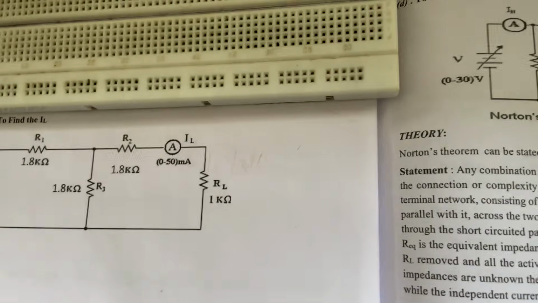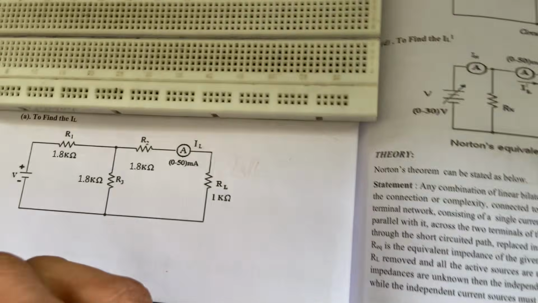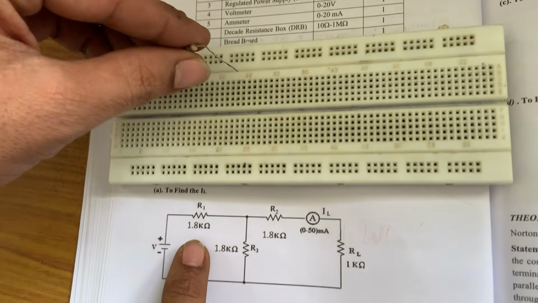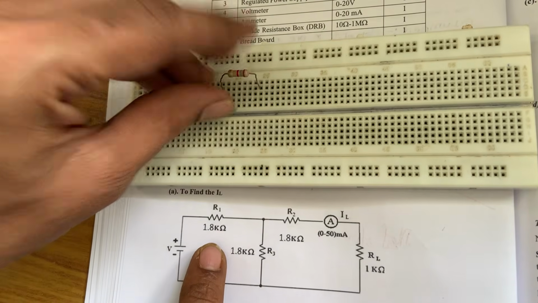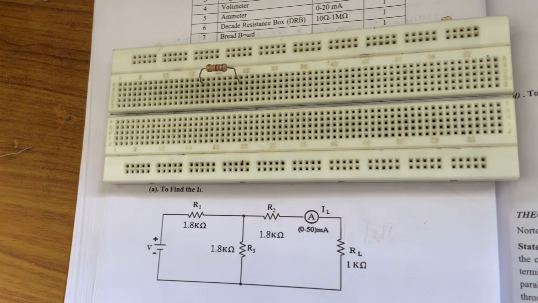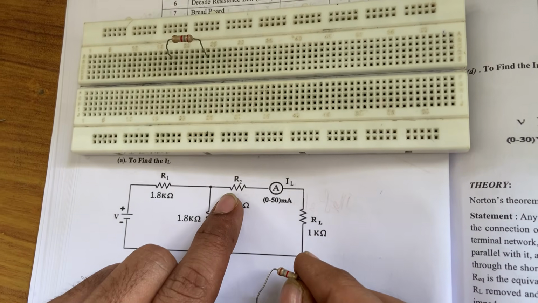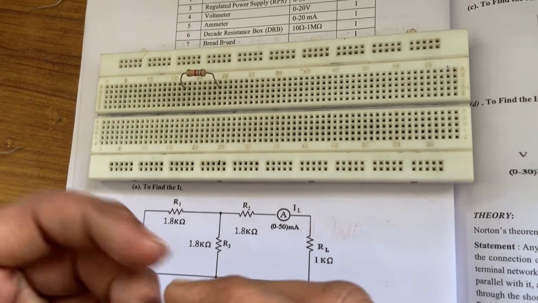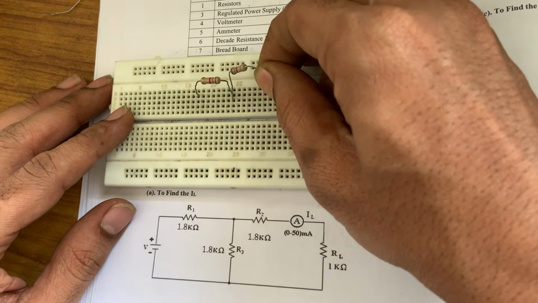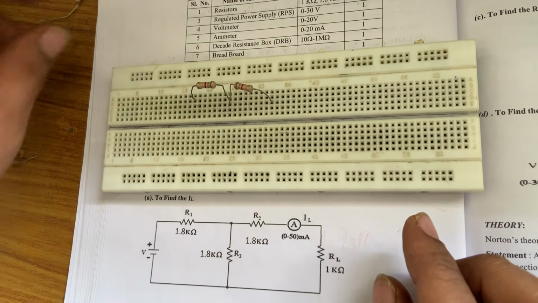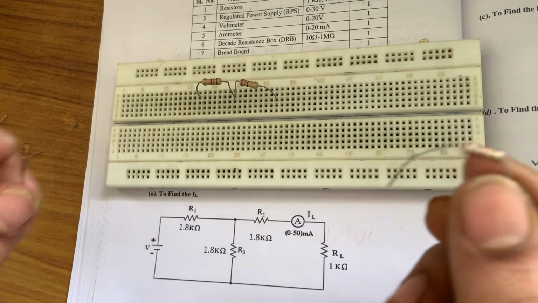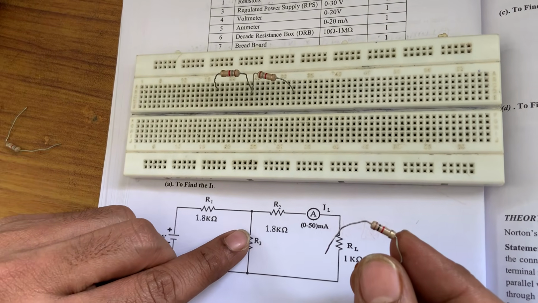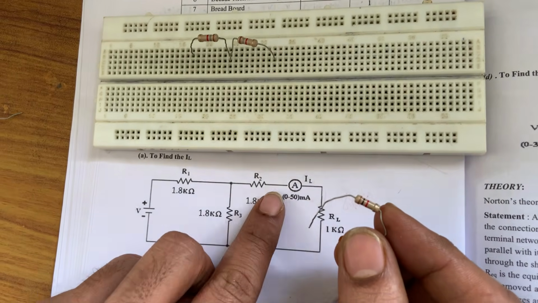I am taking a 1.8 kilo ohm resistance and placing it anywhere on the breadboard initially. Take another 1.8 kilo ohm resistance and connect it to the second end of R1. Connect it here, and the second end you can connect anywhere. Thereafter take another 1.8 kilo ohm resistance. This is called R3. R3's first end is connected to the R1 second end and the R2 first end.